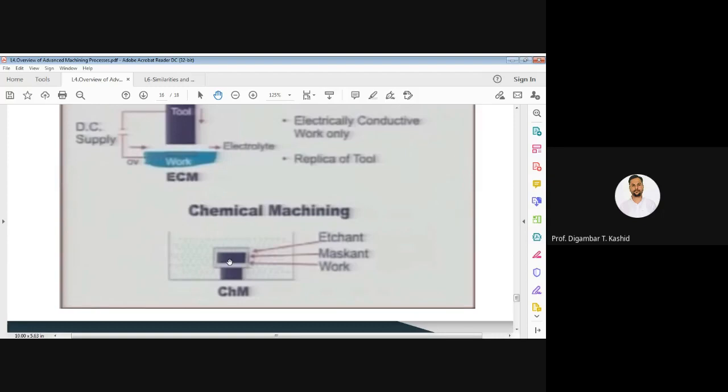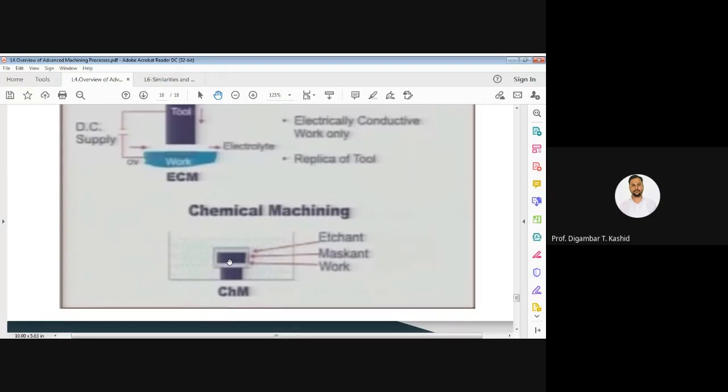Then there are the thermoelectric methods like EDM, EBM, and plasma arc machining. Among these, EDM is the most popular process of all these thermoelectric non-conventional machining processes. You will find that this process is used even in small scale industry in India. It gives a low MRR, material removal rate, but we get good surface finish and good dimensional accuracy as compared to other processes.